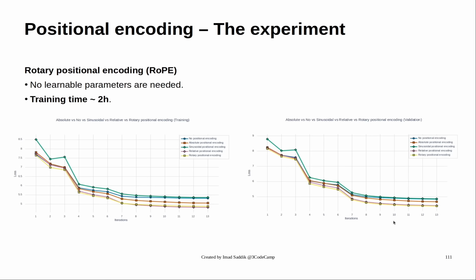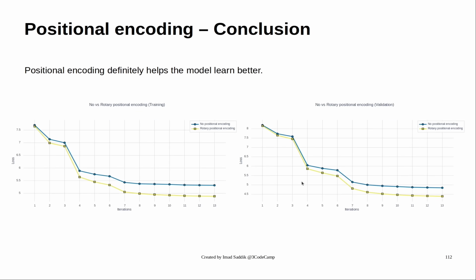Yes, we have a lot of methods and we compared between them and we ended up choosing rotary positional encoding because it is faster and it generalizes well in validation. So yeah, this is the method that I am going to keep, and it is going to be used in the final version of the model in the final video.